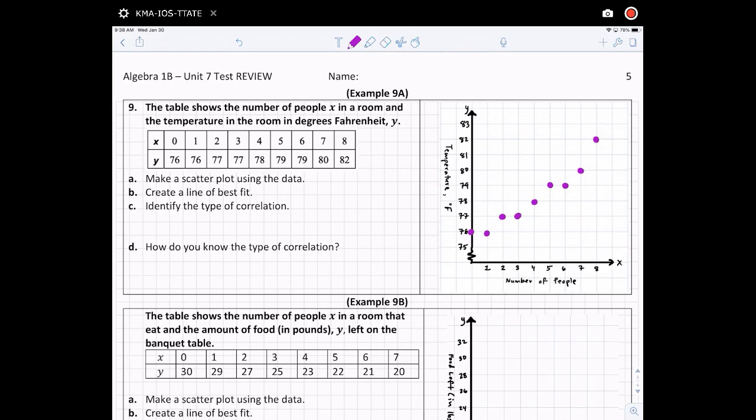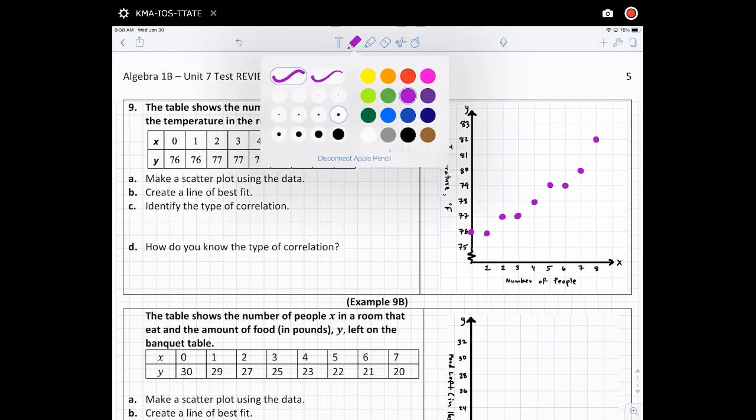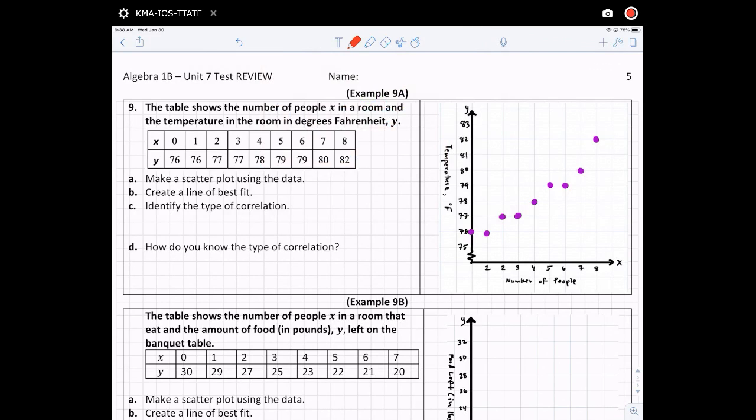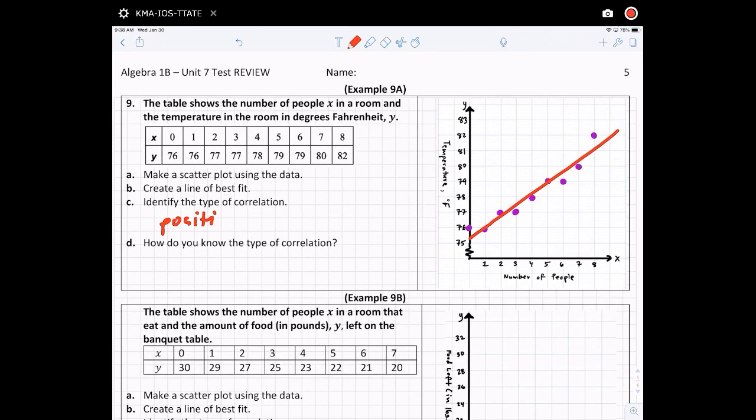Create a line of fit, or best fit, I should say. Just trying to get it down the middle as much as I can. That's B. What type of correlation do we have? Positive. And how do we know? Going upwards. For one, the points are close enough and it has a positive slope. So a couple things, and maybe not necessarily in this order. Positive slope, and we know that there is correlation because the points are relatively pretty close to each other.